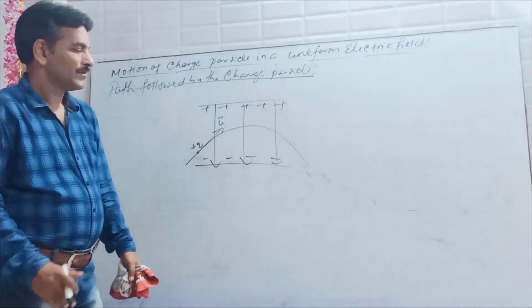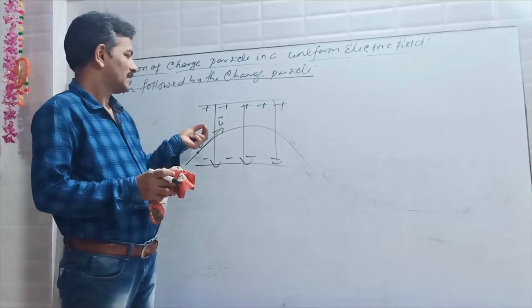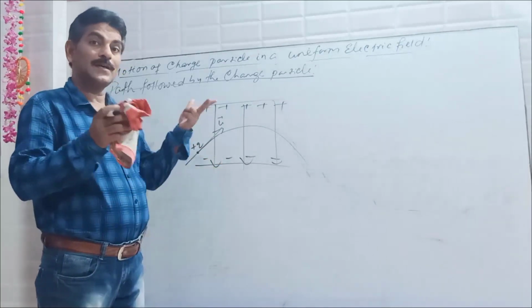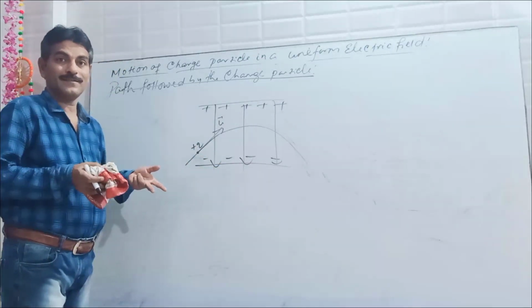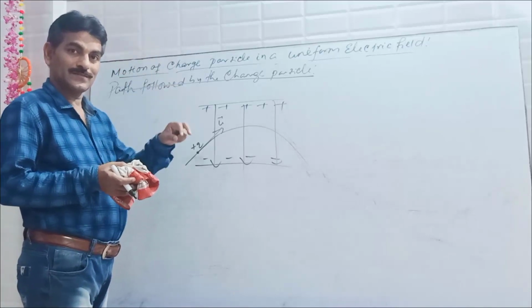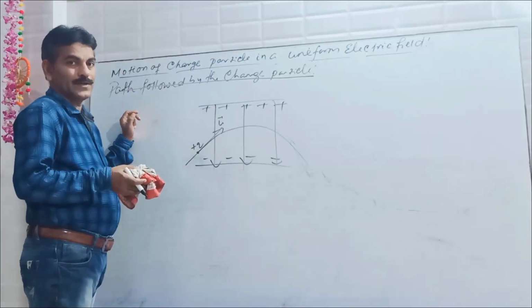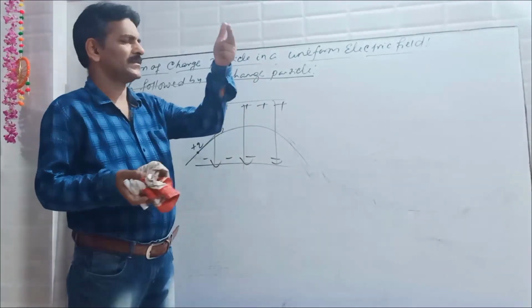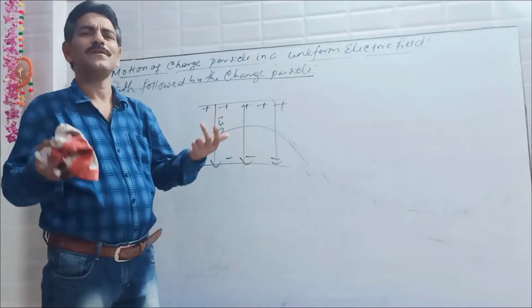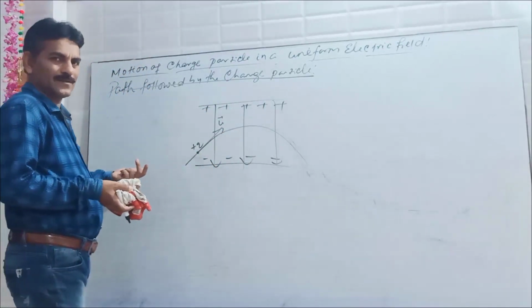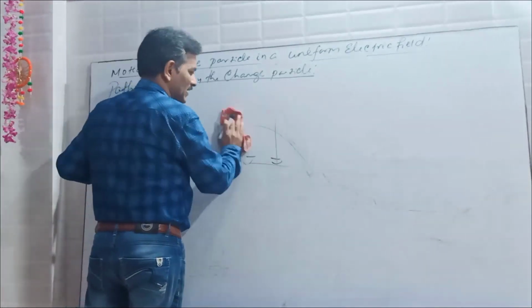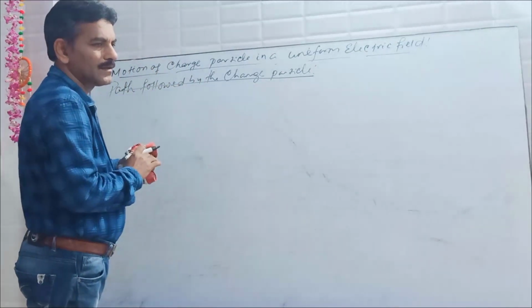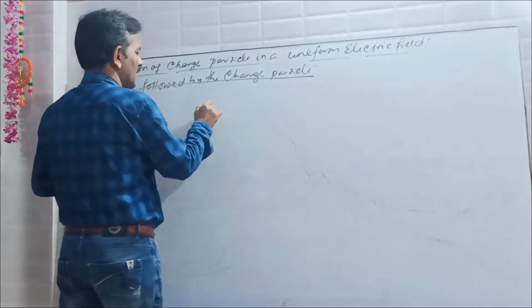So the path followed by a charge particle is parabolic, and we will derive the equation of trajectory just like your projectile motion. It will satisfy the equation of parabola. But here we will take a simple example. Suppose a charge particle enters a uniform electric field at 90 degrees, normally, or at right angles to the uniform electric field.